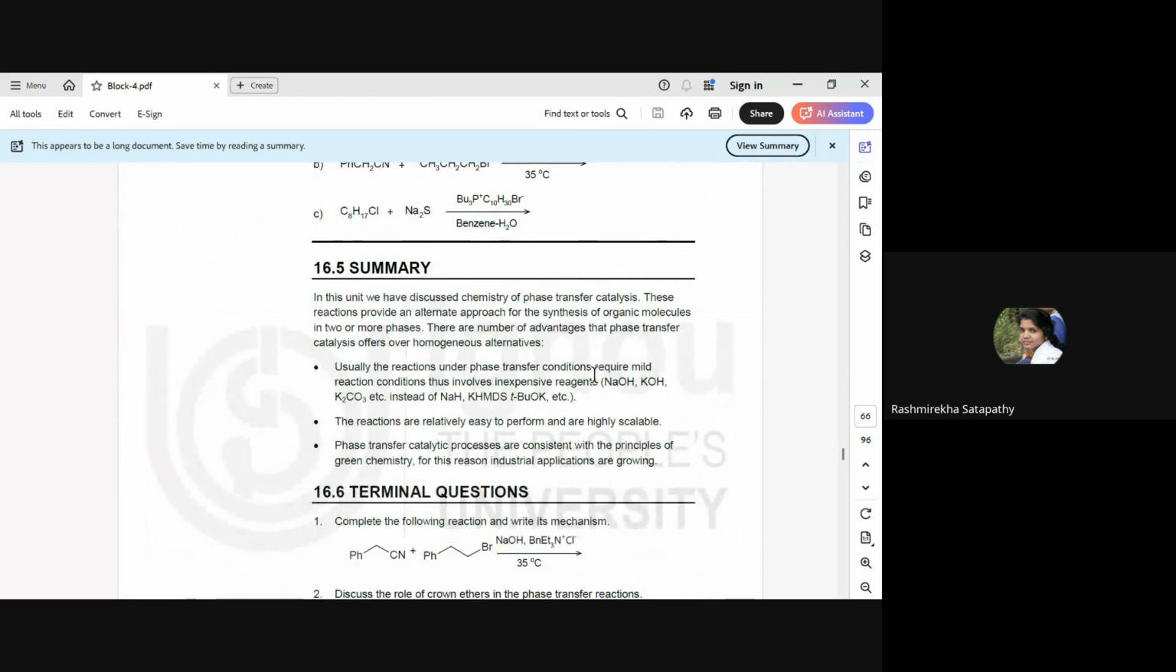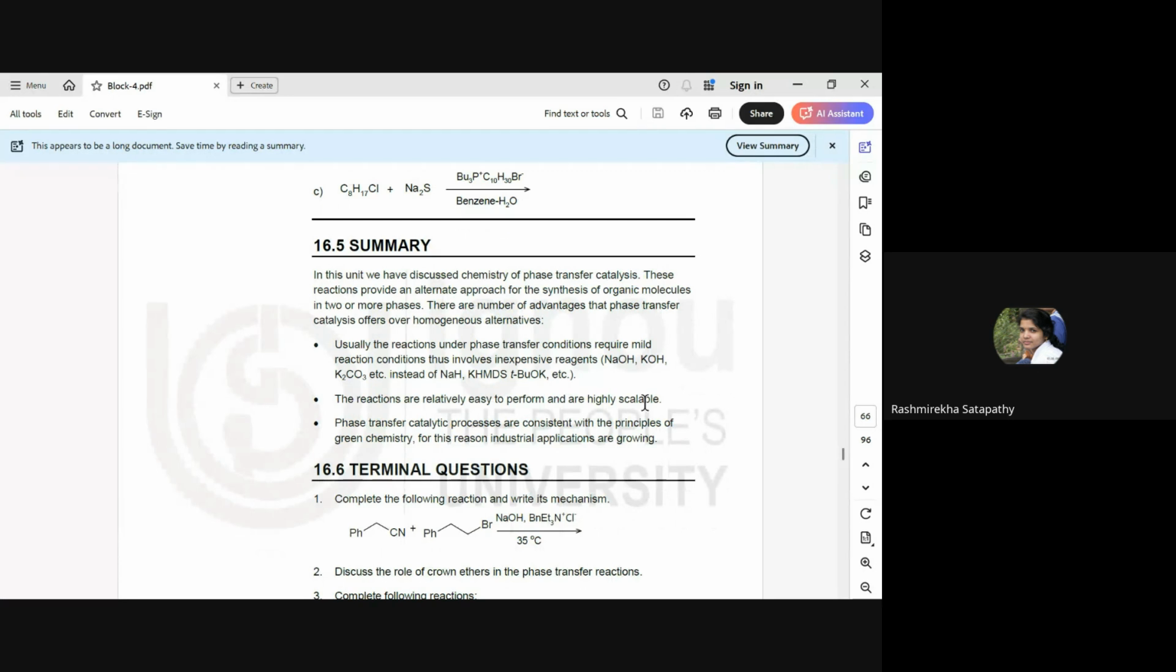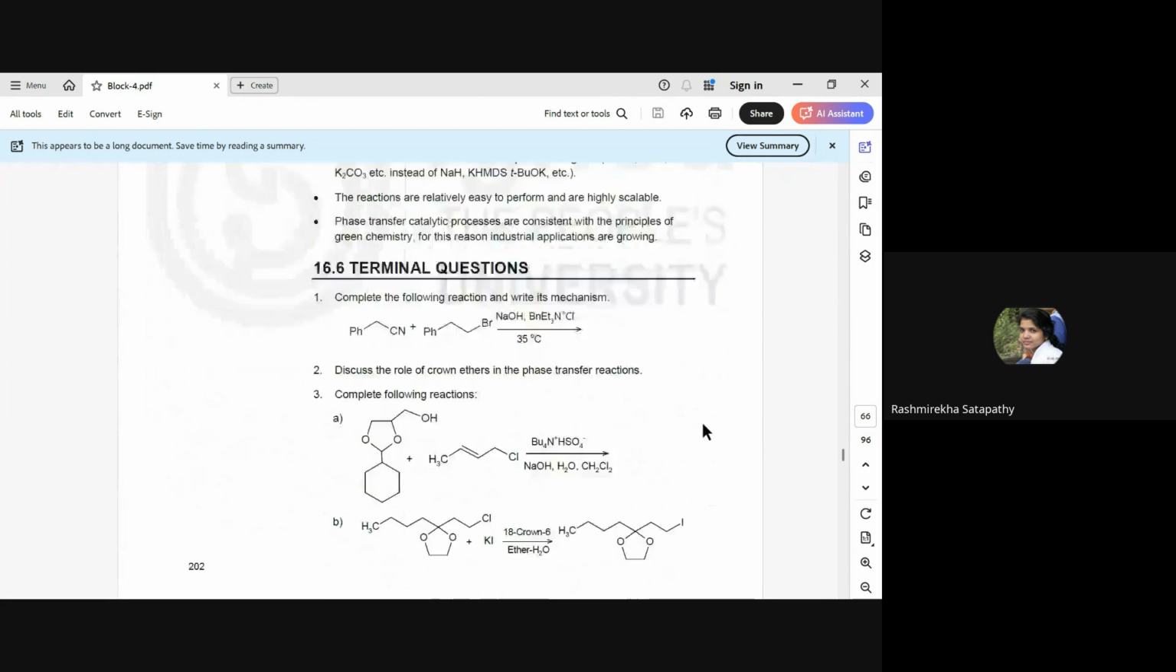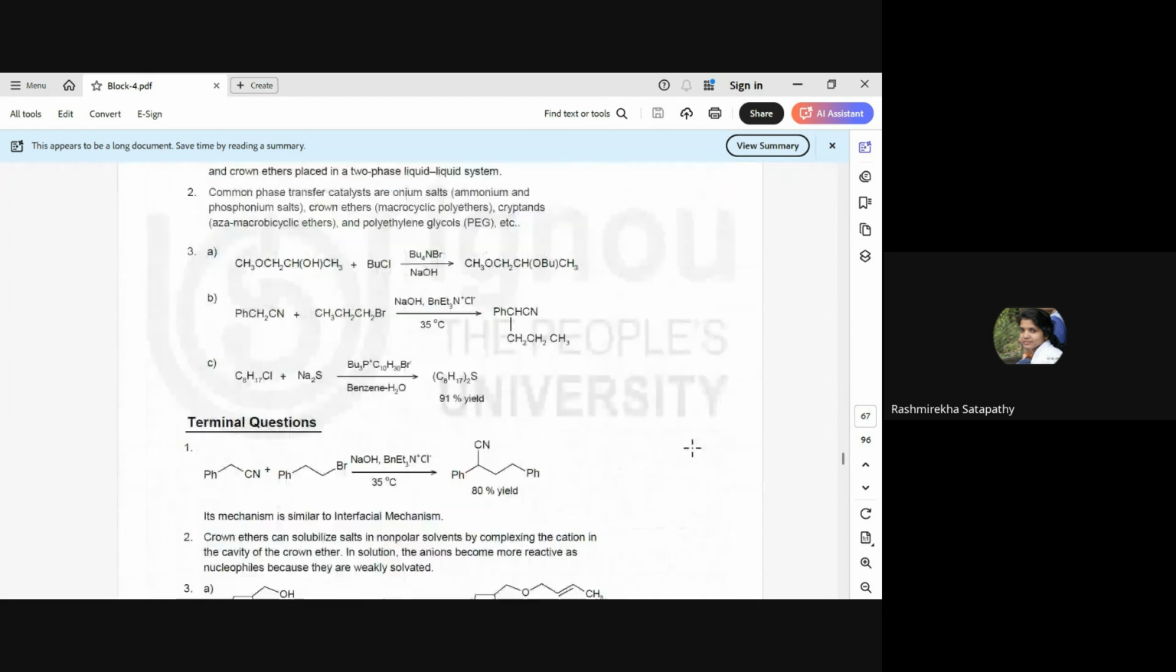In summary, usually the reactions under phase transfer catalyst have mild reaction conditions, and thus involve inexpensive reagents, sodium hydroxide and potassium carbonate, instead of sodium hydride and potassium tertiary butoxide, etc. Reactions are relatively easy to perform and highly scalable. Phase transfer catalytic processes are consistent with the principles of green chemistry. For this reason, industrial applications are growing. These are the questions and answers.